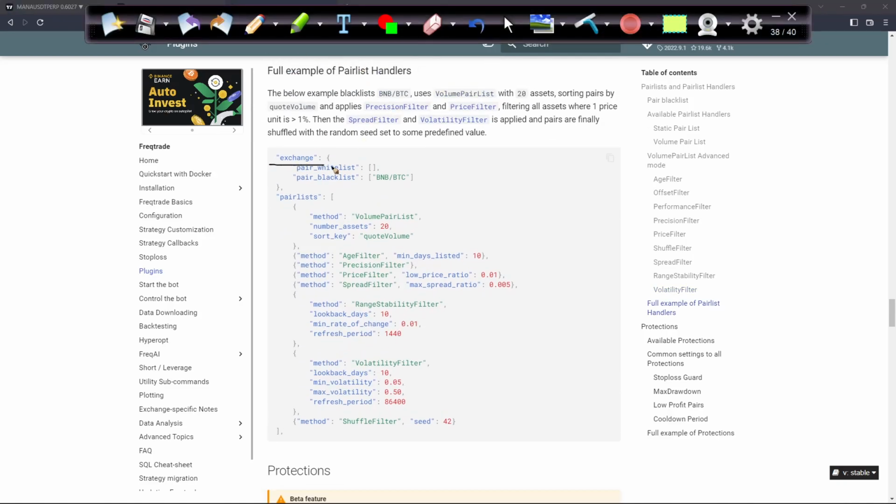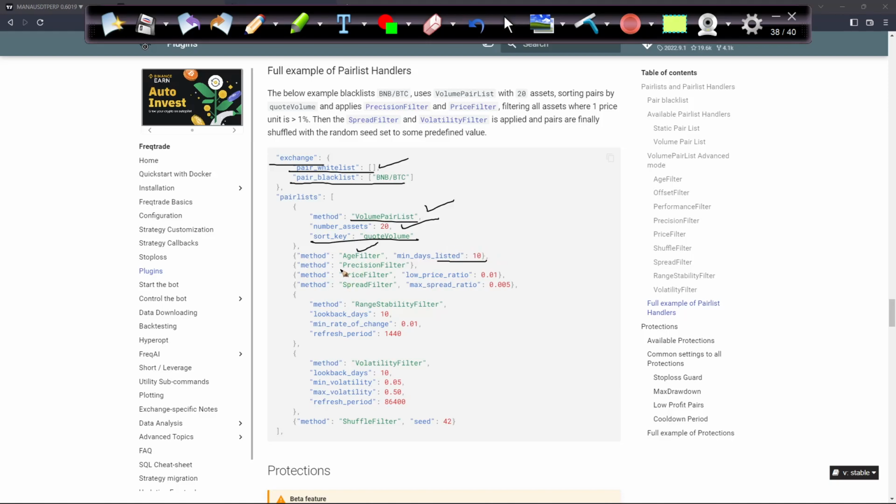Okay, we have exchange pair whitelist set to empty, so we are using volume pair list. All right, it is a dynamic pair list. Now we have blacklisted BNB BTC. So the first filter in our pair list filters is volume pair list, which we are saying to get us 20 coin pairs, sorted by quote volume. Now the next filter is the age filter. We want to trade only those coin pairs which have been listed more than like 10 days.